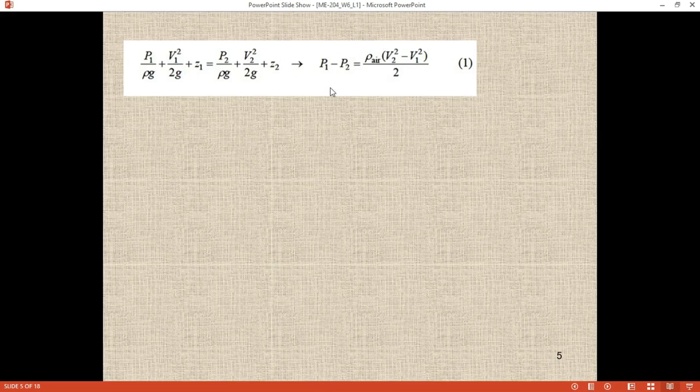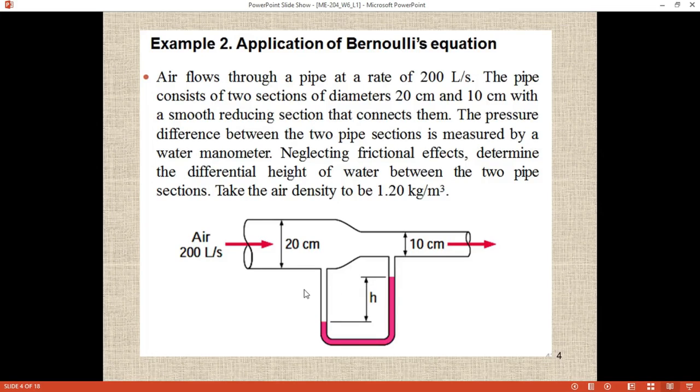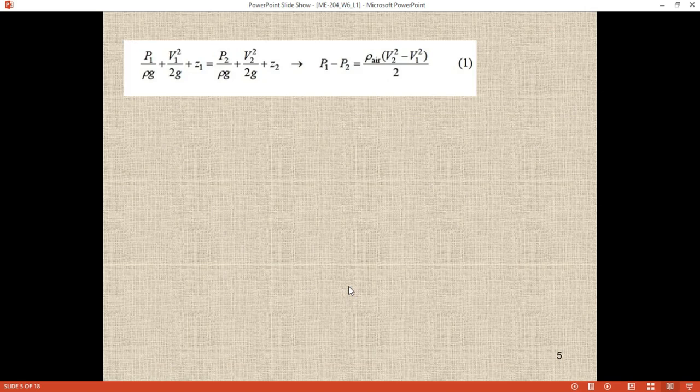So we have to write down the pressure difference, because this h is equal to the pressure difference between these 2 points, rho gh. Rho gh is equal to P1 minus P2, which will give you the height of the column. So if we know P1 minus P2, we can easily calculate h. Here we transform the equation into the form of P1 minus P2.